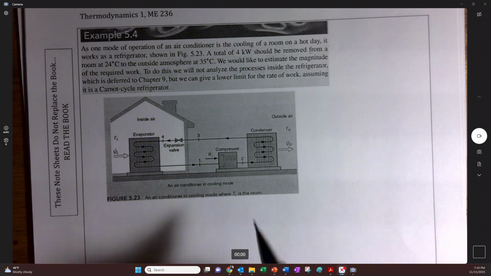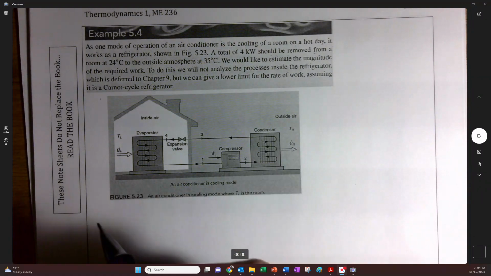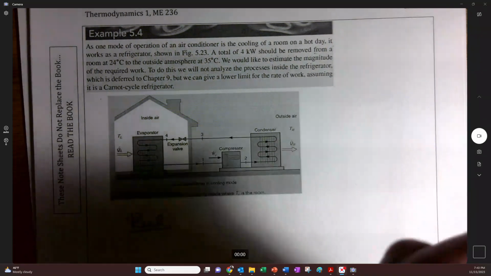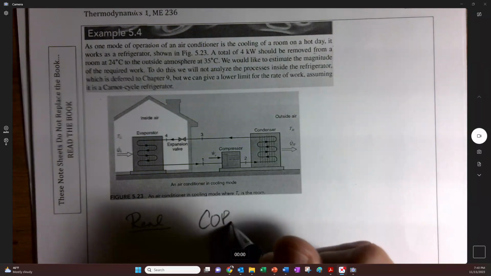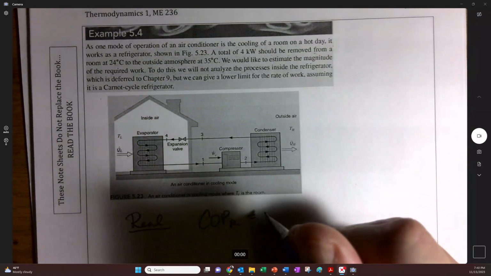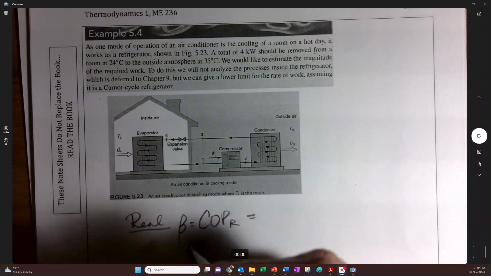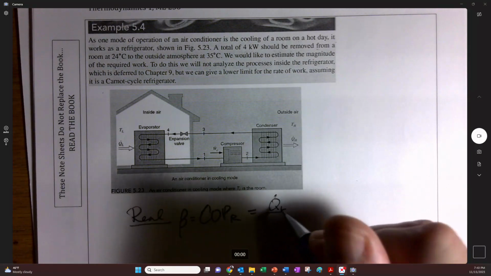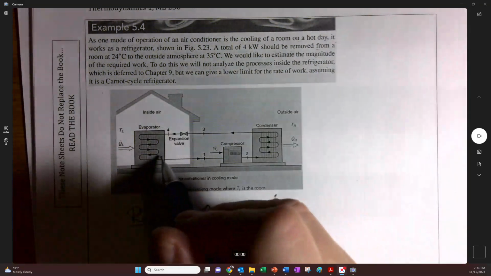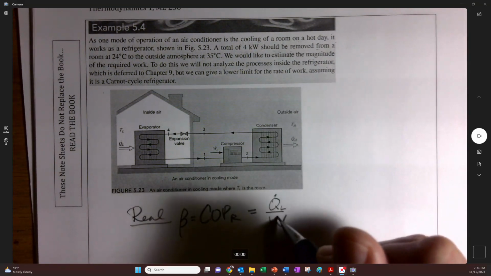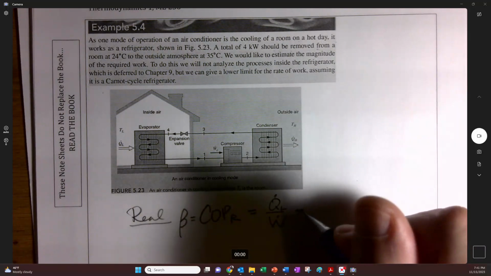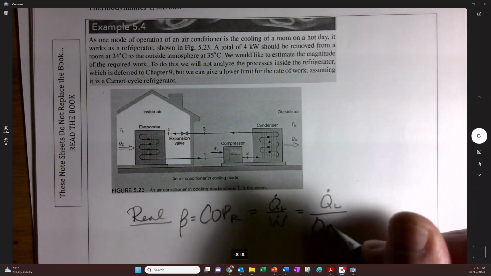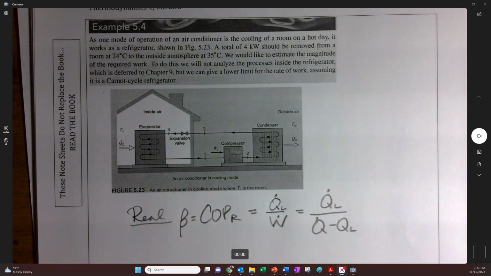So the equations that we'll use out of the book for a real refrigerator: we have a coefficient of performance for a refrigerator, which is also called beta in this book. It is going to be QL, because that's the thing we want. We want to remove heat this way and divide it by the work that it takes to get this. And we know that we get QL over QH minus QL, in case I need that.